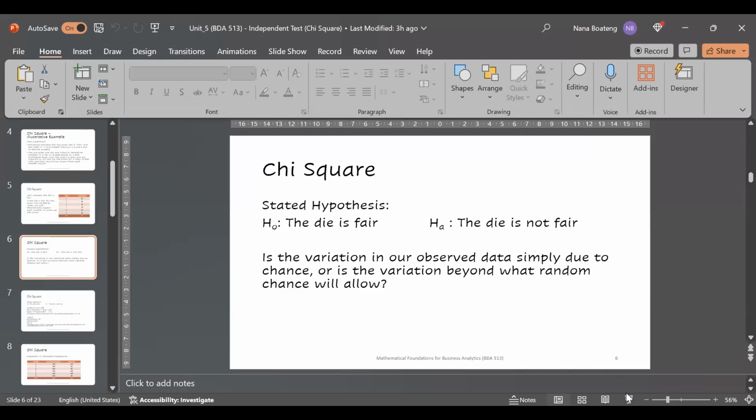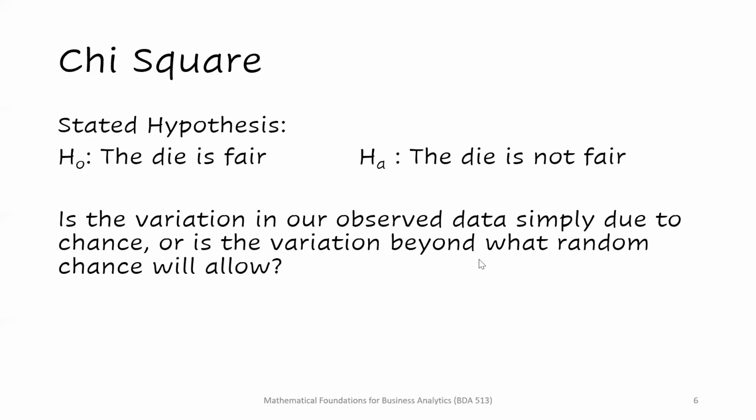So we want to test this in a typical hypothesis. Are you seeing my screen? Yes. Our null hypothesis is that the die is fair. And our alternative hypothesis is that the die is not fair. So we want to find out, is the variation in our observed data simply due to chance, or is there something that goes beyond random chance?